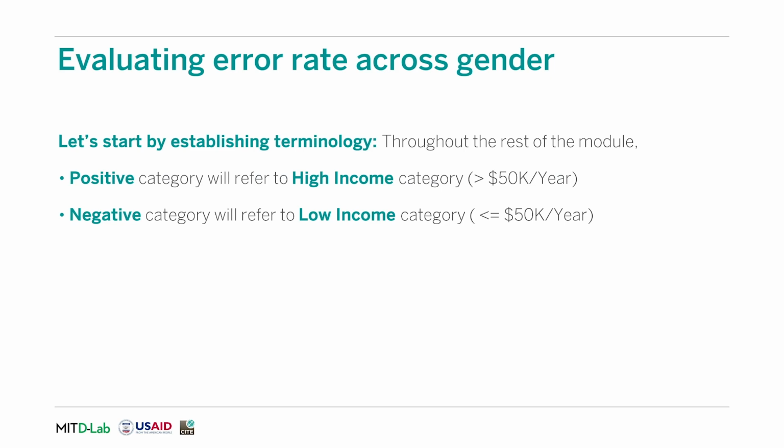Before we evaluate our model, let's start by establishing some terminology. Throughout the rest of the module, we will refer to the positive category as a group of individuals that earn more than $50,000 a year, or the high-income category. And we will refer to the negative category as a group of individuals that earn $50,000 a year or less. We also refer to it as the low-income category.